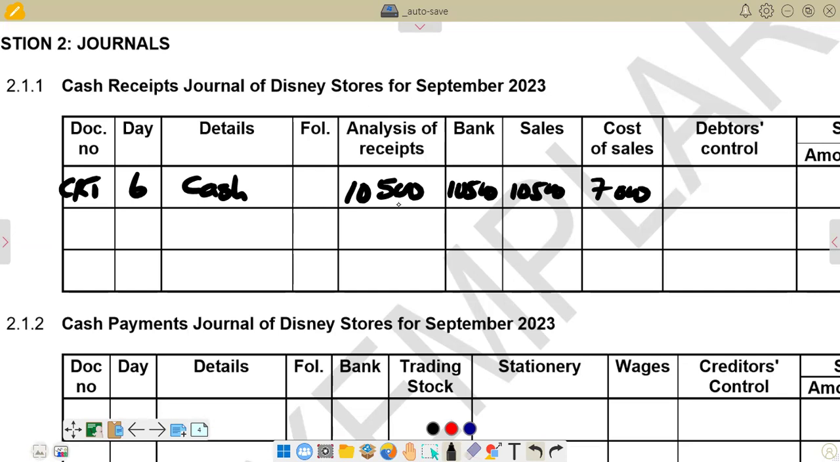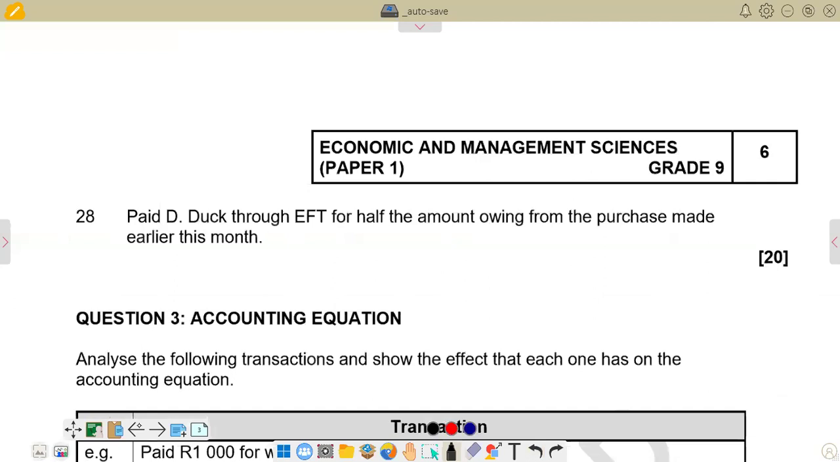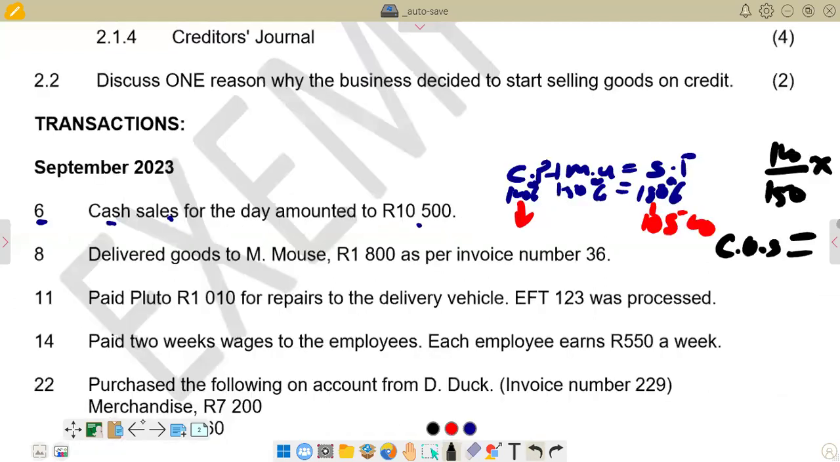Remember, after entering this, it means we've completed this transaction. So we can go back to check what transaction we have next. Come back. Here we see that the next one says delivered goods to Emmaus, 1,800 as per invoice number 36. What is key in this transaction is that we're given an invoice, which represents that this is a credit transaction. Whenever there's an invoice, it means it's a credit transaction. The invoice is the source document that represents a credit transaction taking place. So this is a credit, and we've got an amount of 1,800.